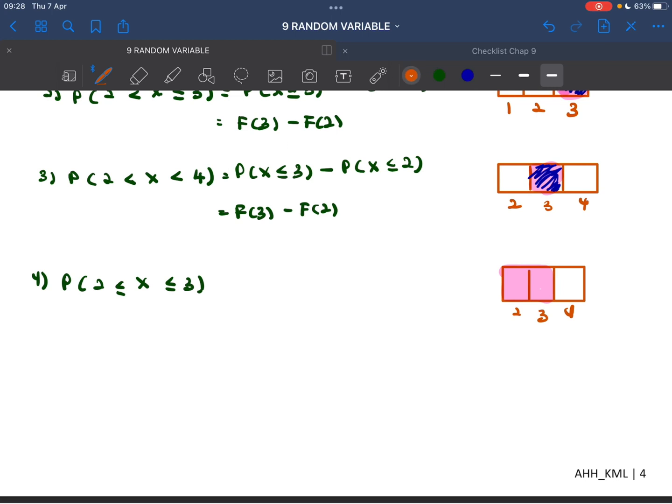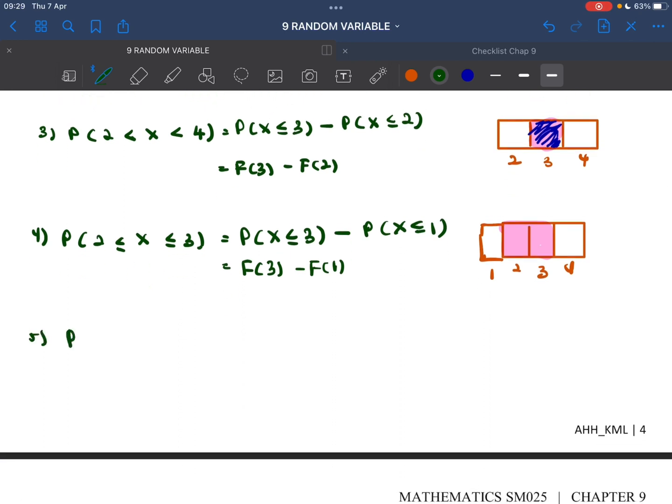Okay, so let's add one more. Here is 1. What we are going to do is start with 3, obviously, that is the biggest one. So P(X ≤ 3) minus, by the white color here, P(X ≤ 1). So that's going to be F(3) minus F(1). Okay, correct.